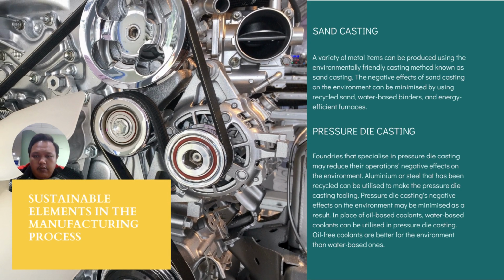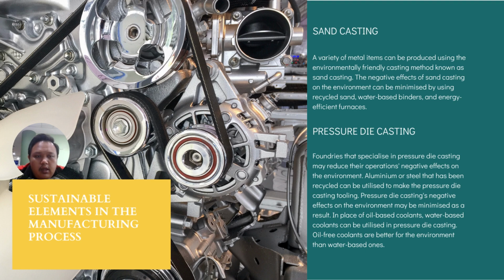So, the sustainable element in the manufacturing process. As for sand casting, a variety of metal items can be produced using an environmentally friendly casting method known as sand casting. The negative effect of sand casting on the environment can be minimized by using recycled sand, water-based binder, and energy-efficient furnace. As for pressure die casting, foundries that specialize in pressure die casting may reduce the operational negative effect on the environment.